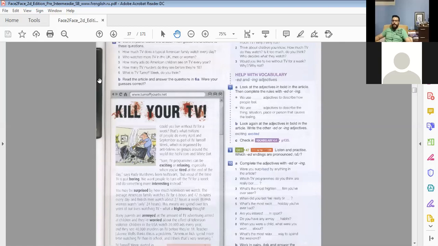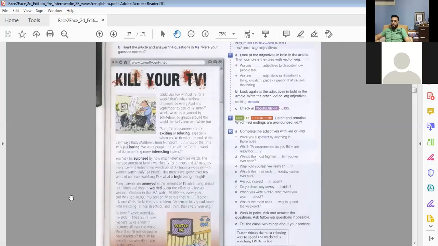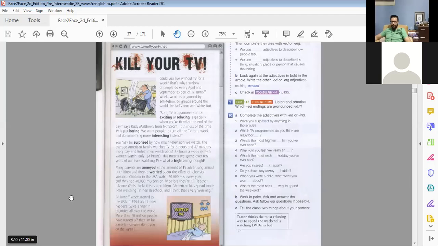Okay, now what about a good solution for this problem? What is TV turn-off week? What is this? I think it is every April and September. What happens? People turn off TV. For how long? Maybe 2 months? Or no, I don't think so. TV turn-off week. It means every April and September.